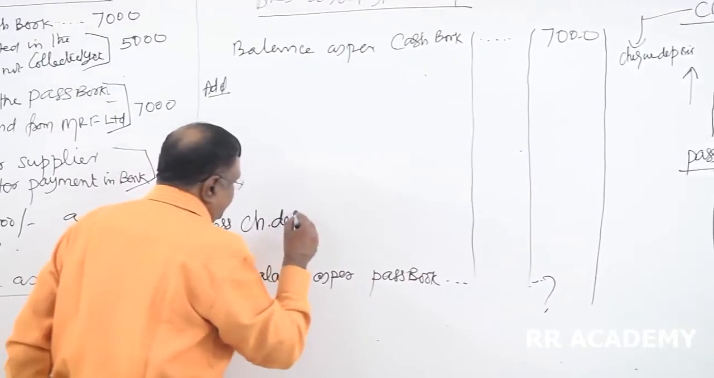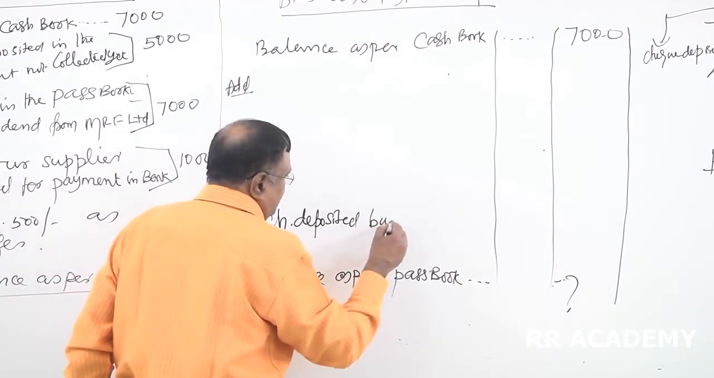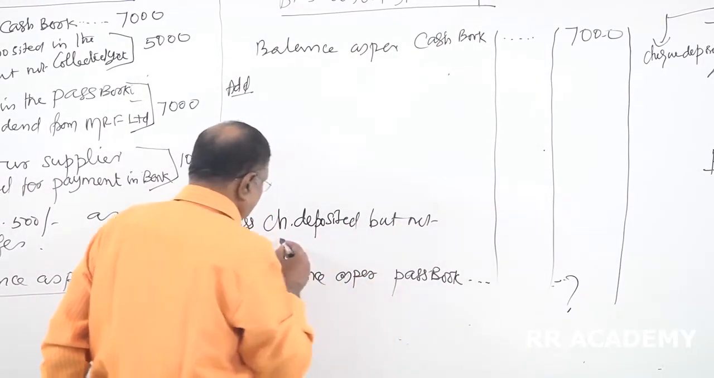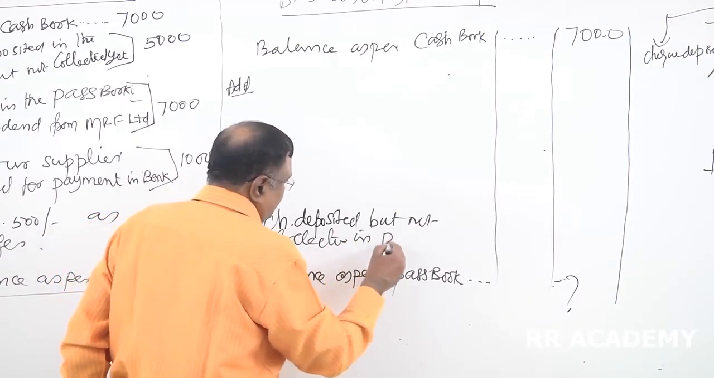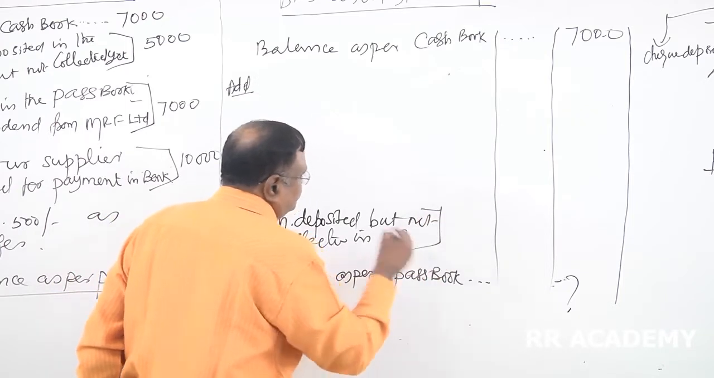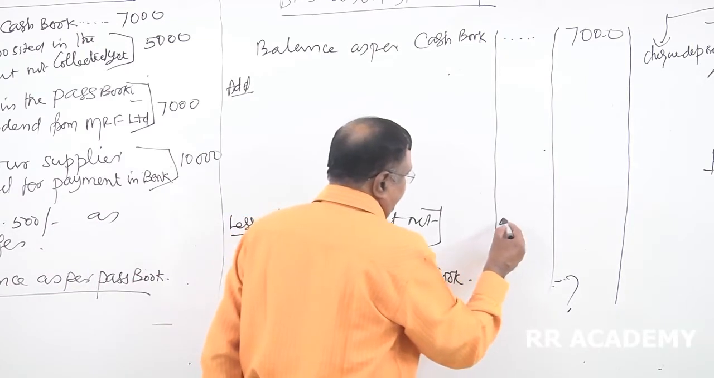Check deposited but not collected in the passbook. Amount 5,000. Please write 5,000 here.